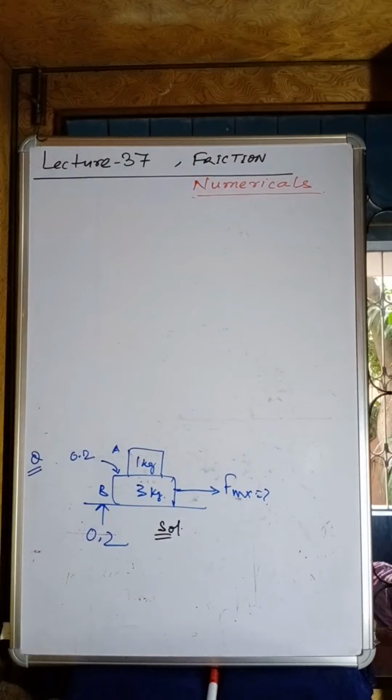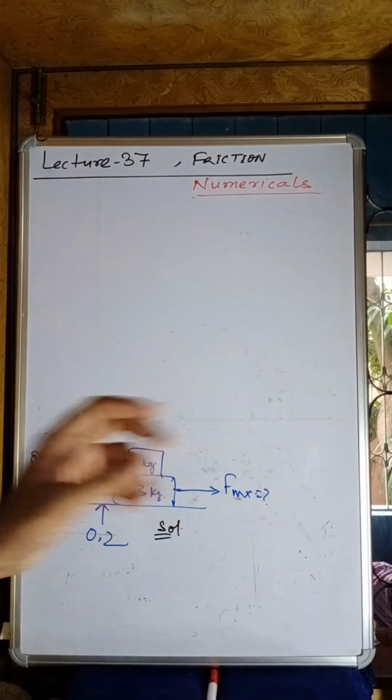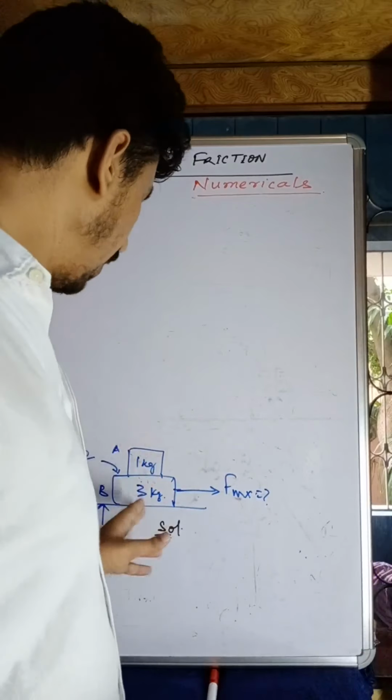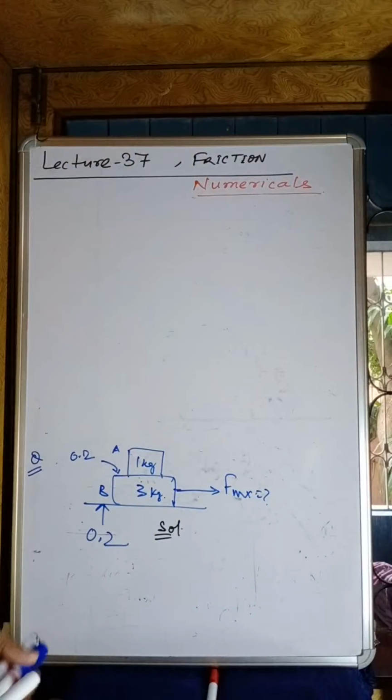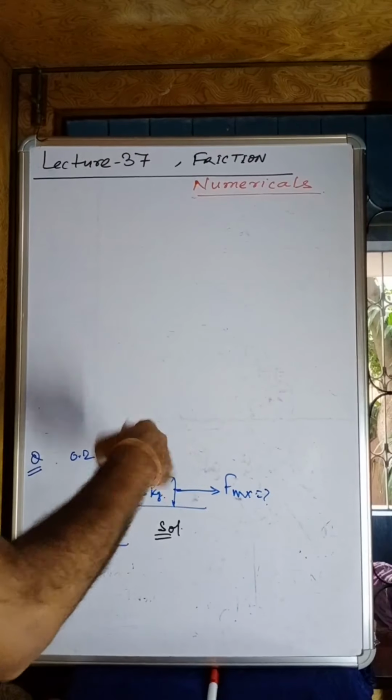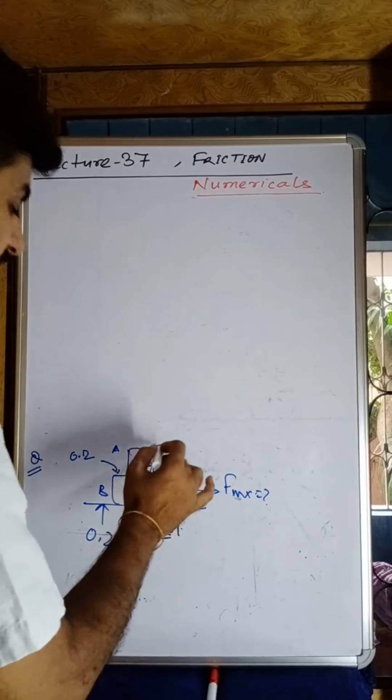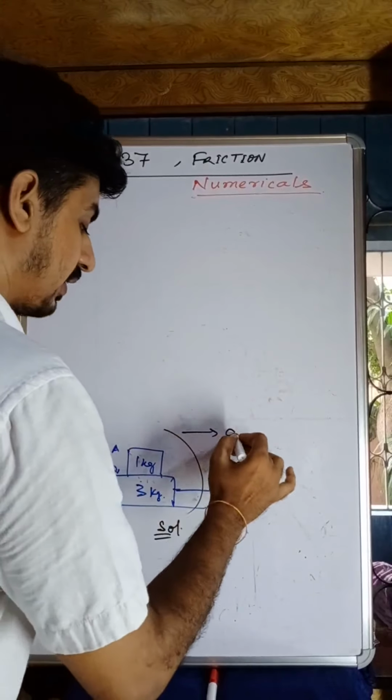Okay, now let me solve. Remember, my dear students, the condition is given that A should not move over the B. It means the entire system will move with a common acceleration. Suppose the common acceleration is A.